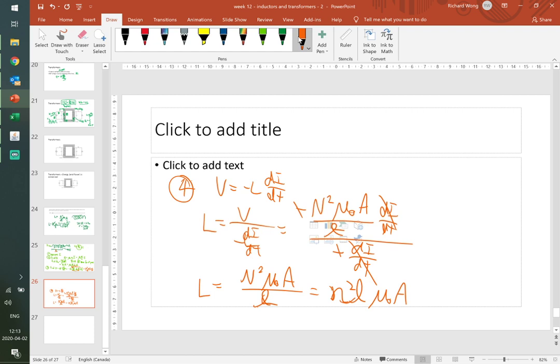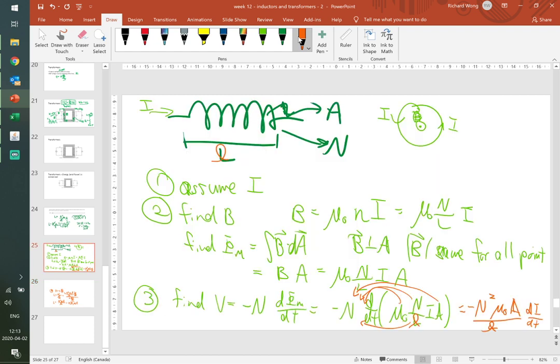Yeah, that's really my bad. So big L here stands for the inductance, and little l, now that I've corrected it, stands for the actual length of the solenoid.